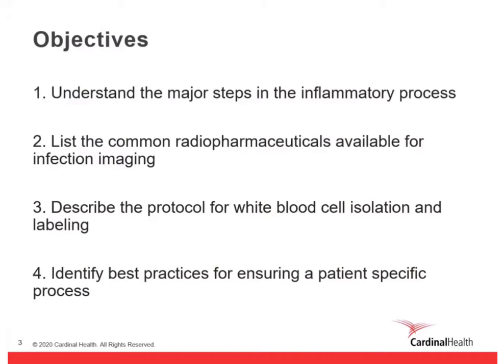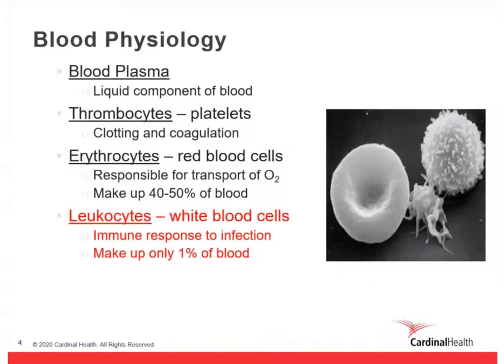So by the end of this presentation, you guys are going to have a major understanding of the steps in the inflammatory process. You will also be able to list the common radiopharmaceuticals that are available for infection imaging. Hopefully you'll be able to describe the protocol for white blood cell isolation and labeling. And finally, we're going to end with a discussion of best practices for ensuring that we maintain a patient-specific process throughout the entire blood labeling.